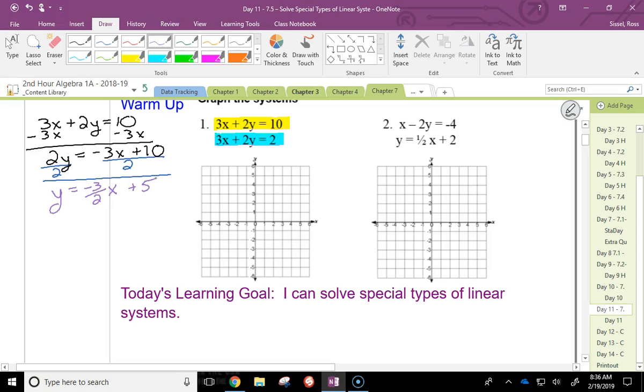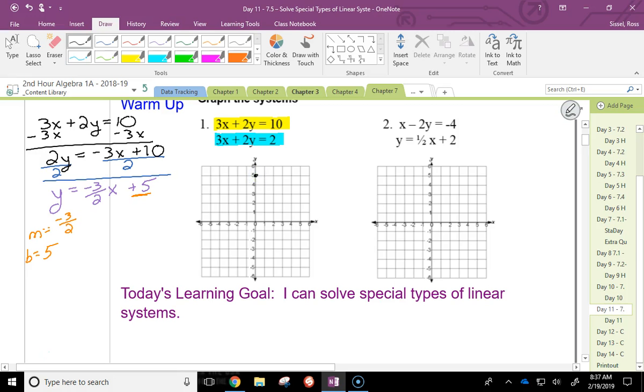Now that I have that, that is in slope-intercept form. My y-intercept, which is b, is 5. My slope is negative 3 over 2, which means go down 3, go right 2. To graph this, you always do your y-intercept first. So y-intercept is positive 5. There's my y-intercept. I now do my slope. Negative 3 over 2. So go down 3.